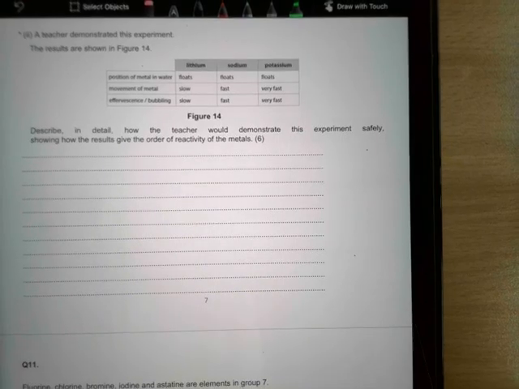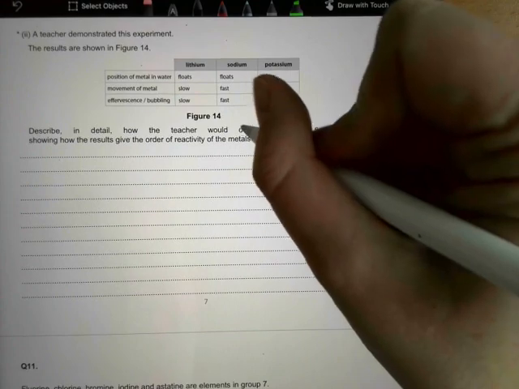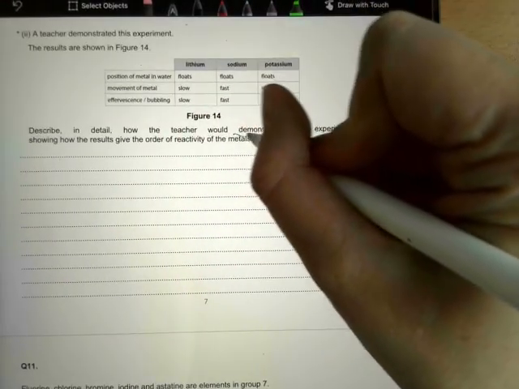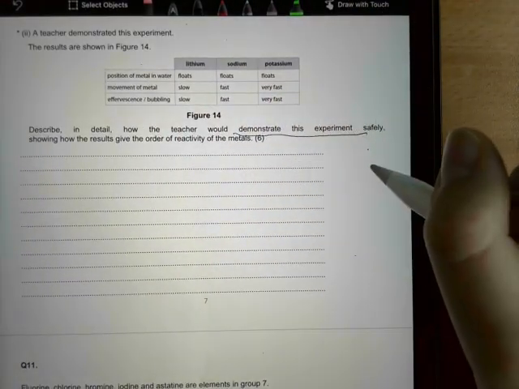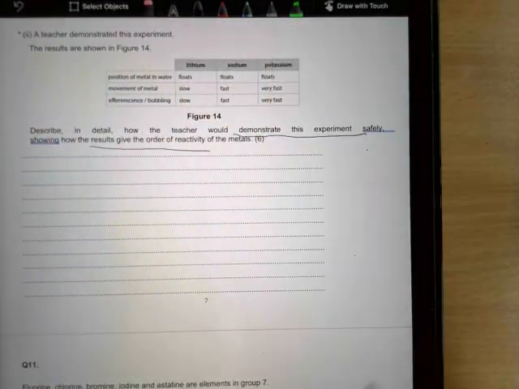The 6 marker, please check the mark schemes carefully because they do give model answers and tell you what's required. Just want to highlight 2 things. One, there's 2 parts to this question. You have to describe how the teacher would demonstrate the experiment, and then you need to use the results to give the order of reactivity.